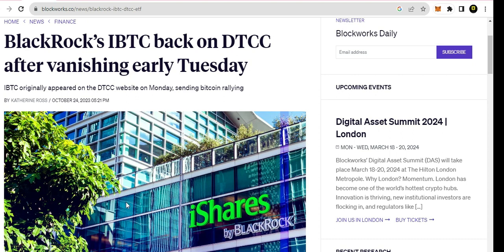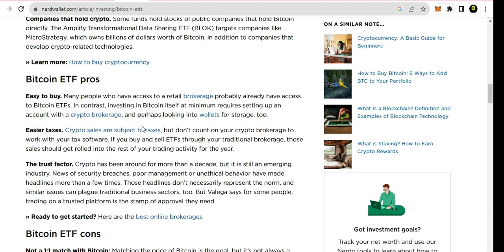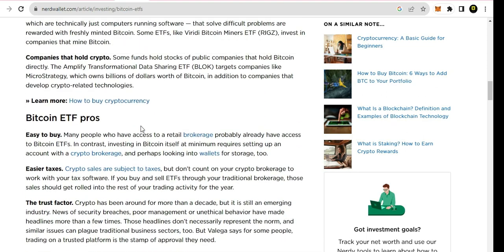Now, guys, like anything, there are pros and cons to an ETF, so let's talk about it, okay? So the obvious pro is it makes it easy to buy for many people, especially retailers who already have access to ETF buyers like Charles Schwab, Vanguard, etc. For people who may not be as tech savvy as yourself, for people who don't feel comfortable.